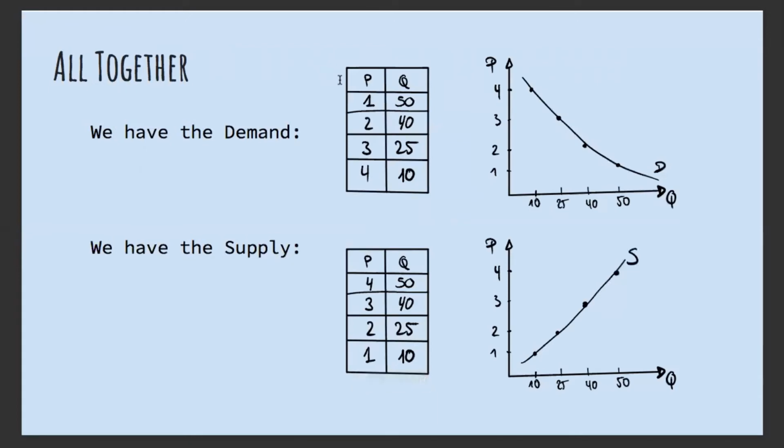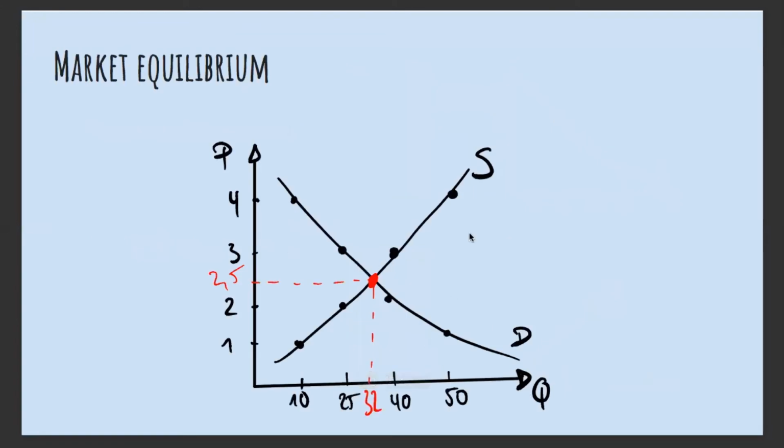Now it's time to put that all together. So we have the demand from last time for Coke, and we have the supply for Coke that we saw today. And so we put them together, and the point at which they cross is the market equilibrium. So we have the optimal quantity and the optimal price. So here it's around 2.5, the price, and the quantity should be around 32. And so that's where the market is at equilibrium, as I said. So the price and the quantity are optimal.